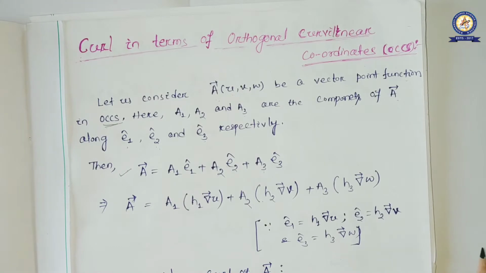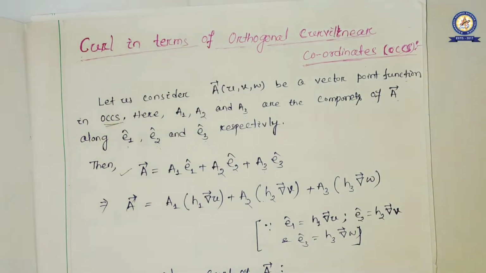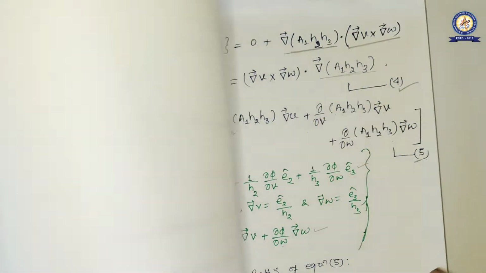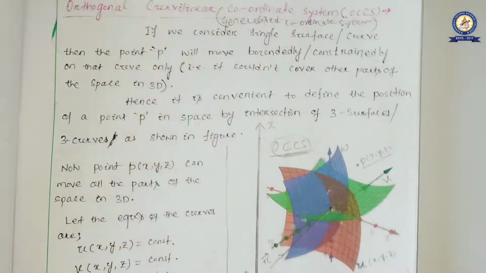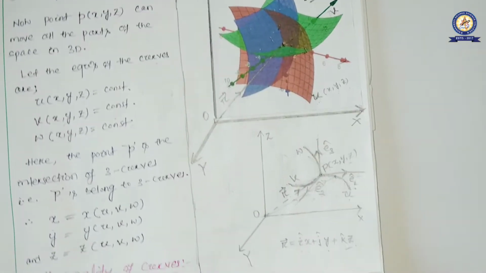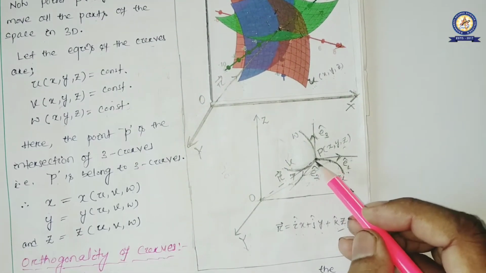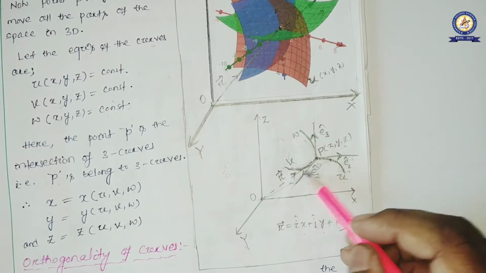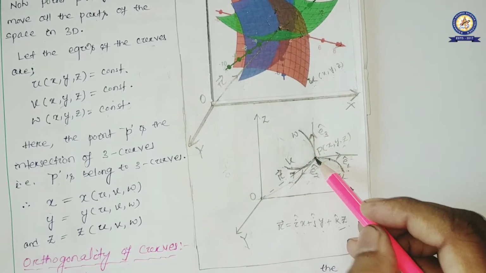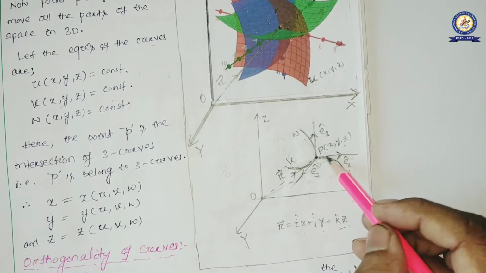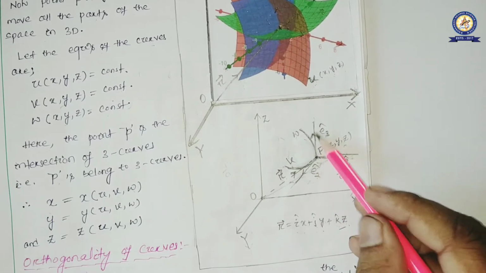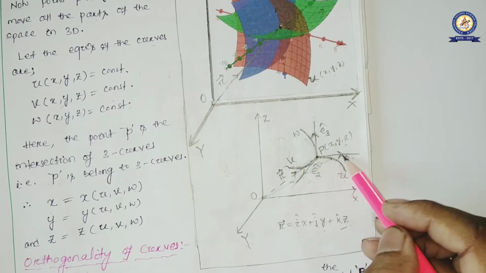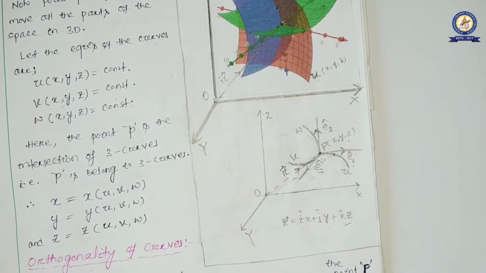the unit vectors along the tangent to the curves where these curves intersect. So in the OCCS, these are your u, v, w curves. At this point they intersect, and e1 cap, e2 cap, e3 cap are the unit vectors along the tangents to the curves.